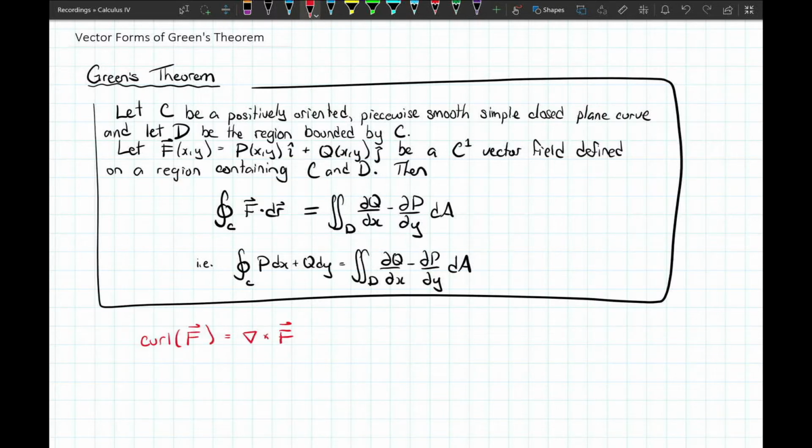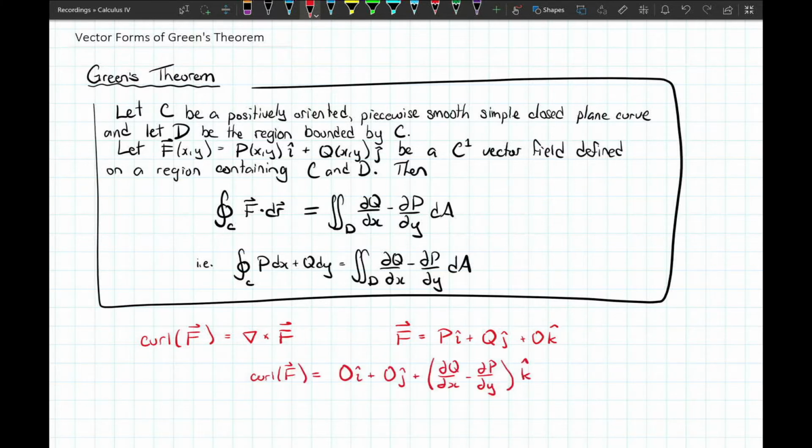Remember that the curl of F is our vector differential operator cross product with the field, or nabla cross F. If we have a field that is simply on the xy plane though, we will just set its z component equal to 0 and get Pi plus Qj plus 0k. Then we can compute this curl and get the curl vector 0i plus 0j plus partial Q with respect to x minus partial P with respect to y, k. And this is exactly the integrand in our double integral.